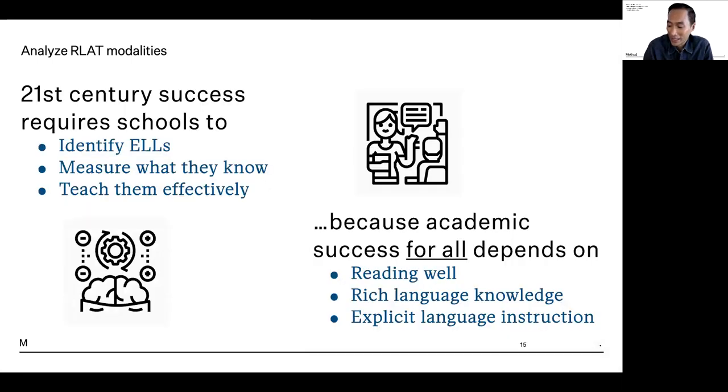Now, the reading and writing is an issue because, as you know, 21st century success requires schools to identify ELLs, measure what they know, and teach them effectively. And that's because this thing that we call academic success for all students really depends on how well you read. And how well you read depends on how rich the words you're exposed to are and your knowledge about them. And that's all affected by the explicit language instruction you get at school.